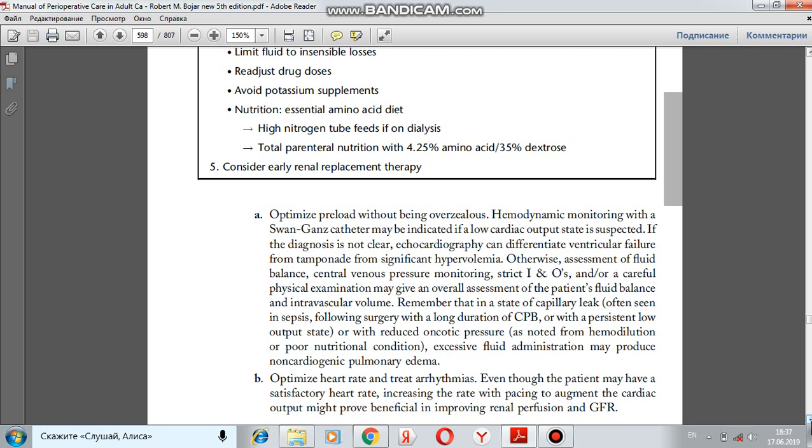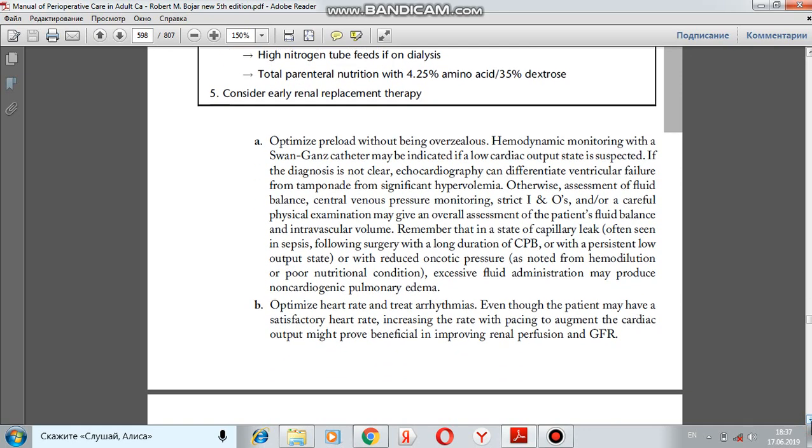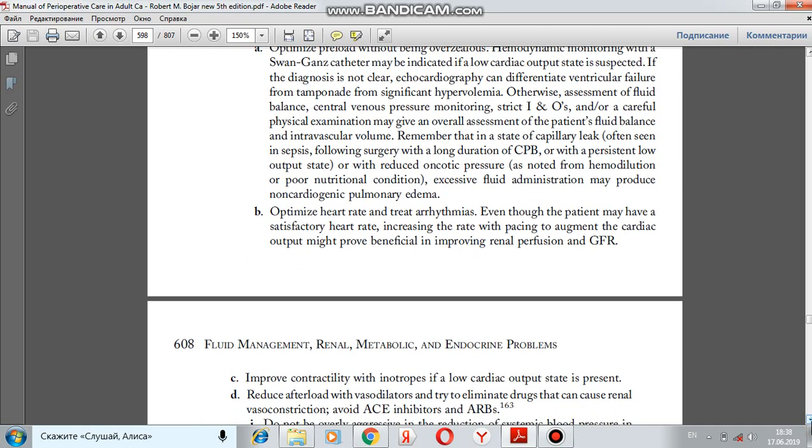Remember that in a state of capillary leak, often seen in sepsis, following surgery with a long duration of cardiopulmonary bypass, or with a persistent low output state, or with reduced oncotic pressure as noted from hemodilution or poor nutritional condition, excessive fluid administration may produce non-cardiogenic pulmonary edema. Optimize heart rate and treat arrhythmias. Even though the patient may have a satisfactory heart rate, increasing the rate with pacing to augment the cardiac output might prove beneficial in improving renal perfusion and glomerular filtration rate.